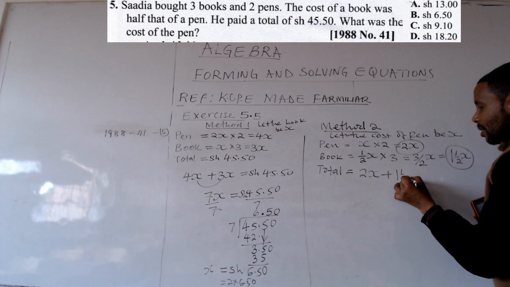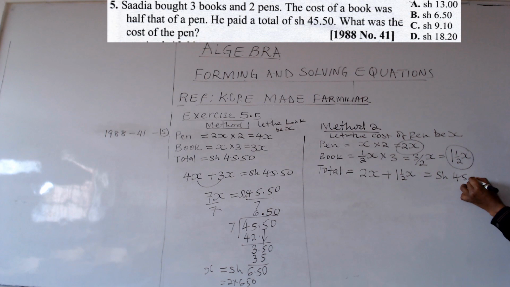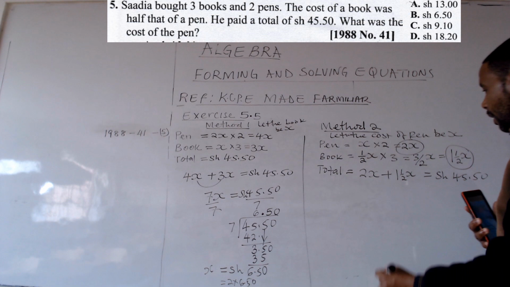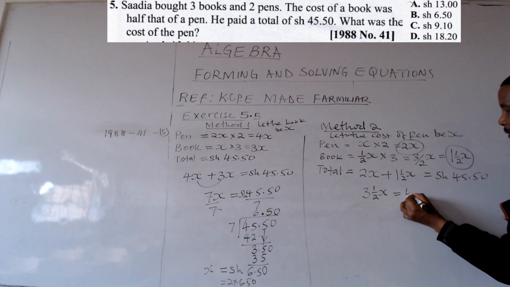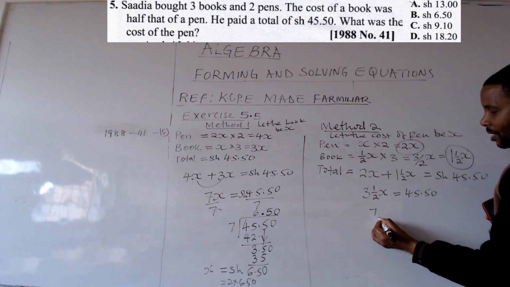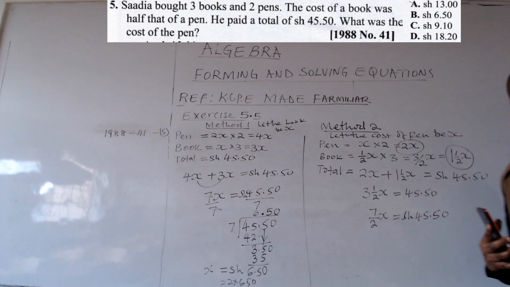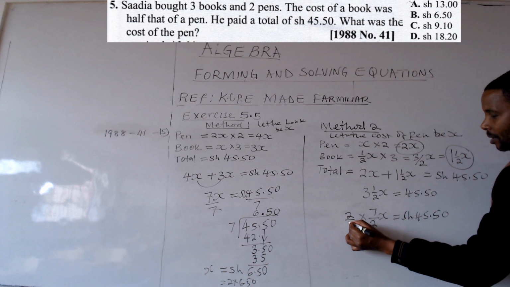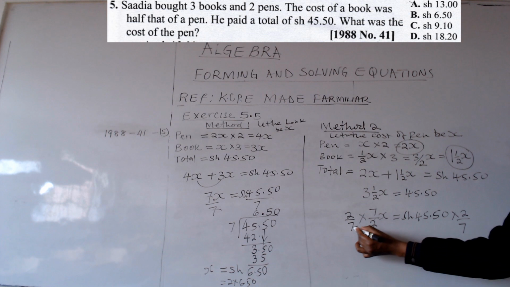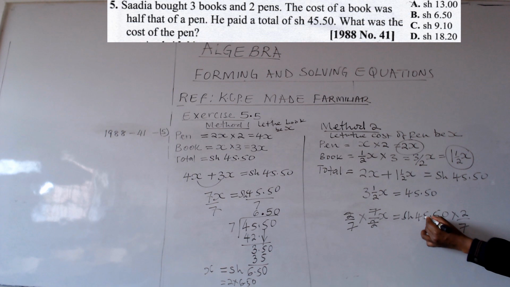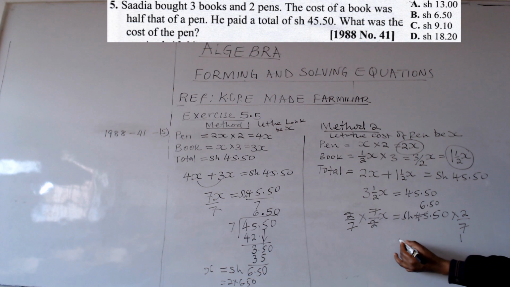And this gave us a total of 45 shillings and 50 cents. Now 3.5x, when I put together, represents 45 shillings and 50 cents. This changed to improper becomes 7 over 2 x equals 45 shillings and 50 cents. So to get the value of x, we multiply both sides by the reciprocal of this. That 7, that 7 cancel each other. Then 1 by 7, we just divided there and got 650. Then we multiply 650 times 2 to give us the value of x.